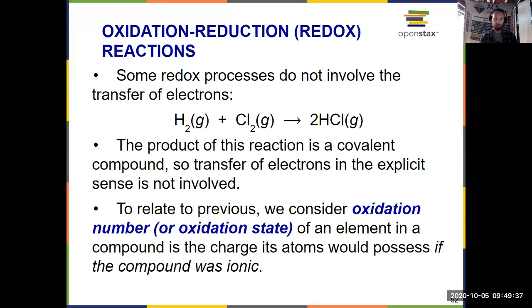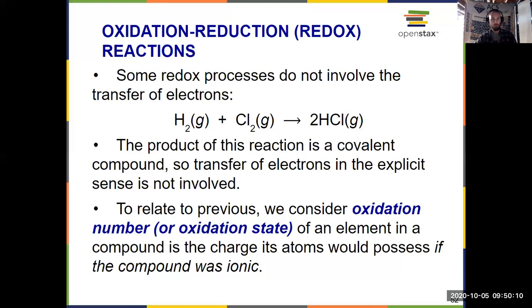So in order to relate this to our previous definition, where we see charges going up or charges going down, we need to have the ability to assign oxidation numbers or oxidation states, okay, to elements within compounds, because then we can track how that oxidation number changes, just like a charge. And what this oxidation state is, right, is the charge that the atoms would possess in this theoretical thought exercise were the compound to be ionic.